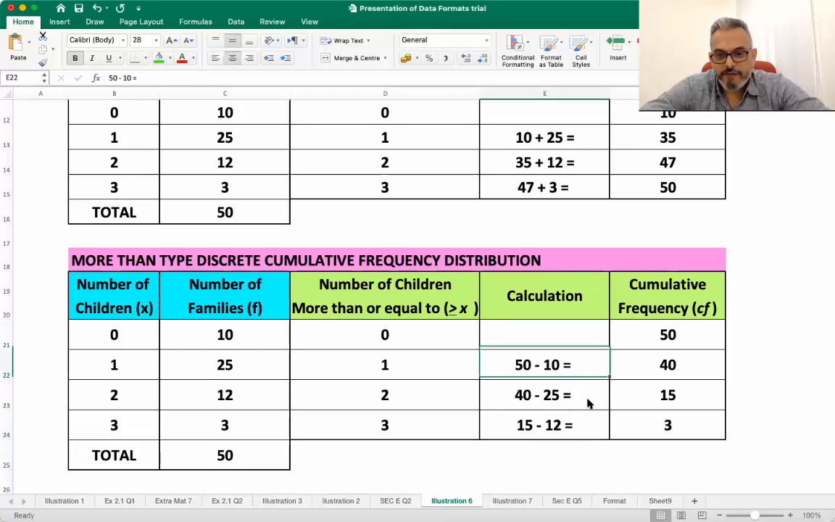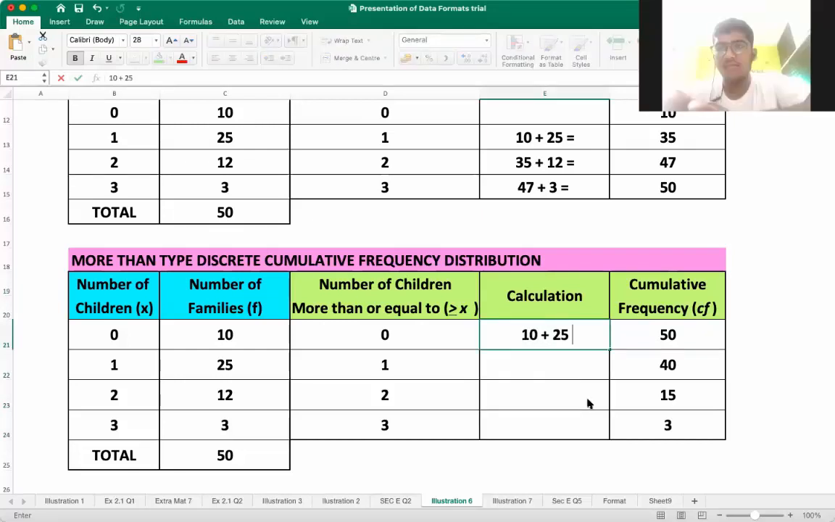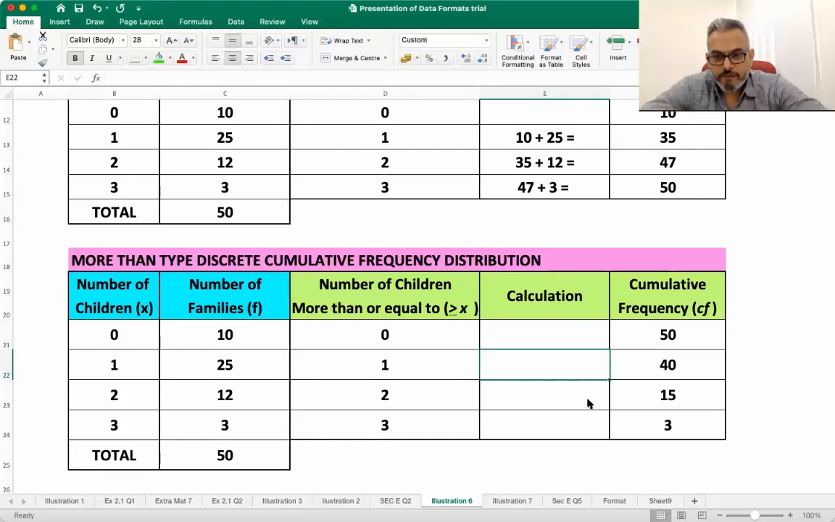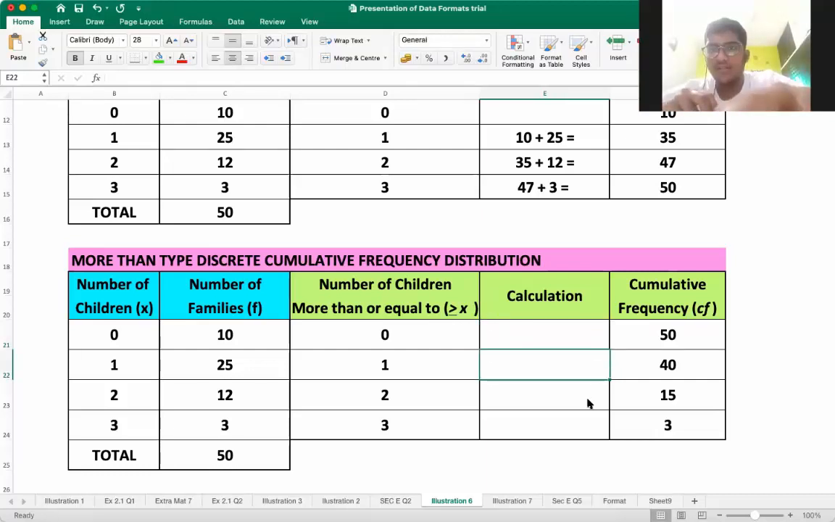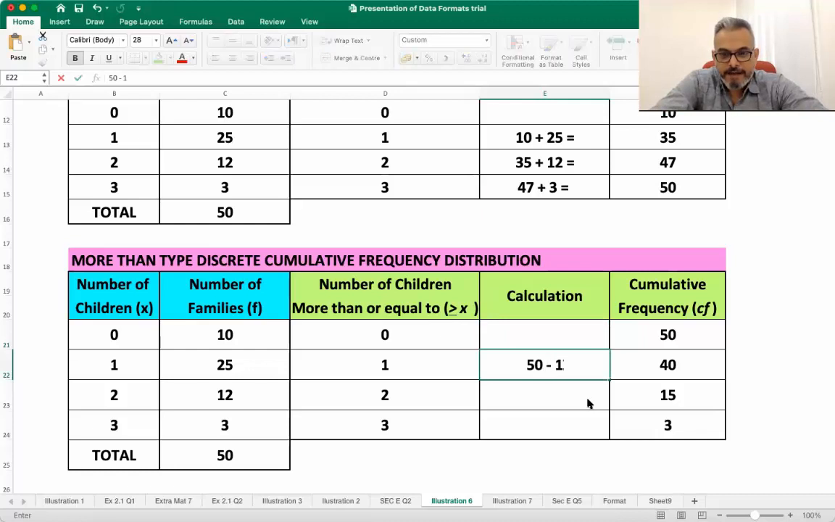Now, one way is you do it this way, other way you want to do. So first is 50, 10 plus 25 plus 12 plus 3. I'll do that calculation also. Sir, I did not understand this 40 minus 25. Which one? Okay, first 50 minus 10, which is equal to 40.